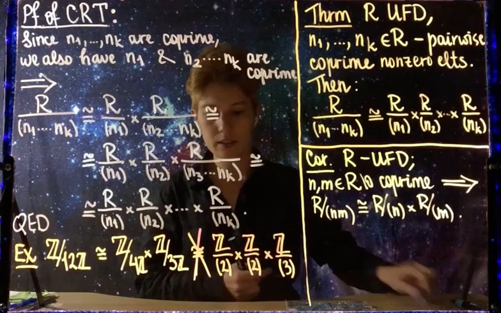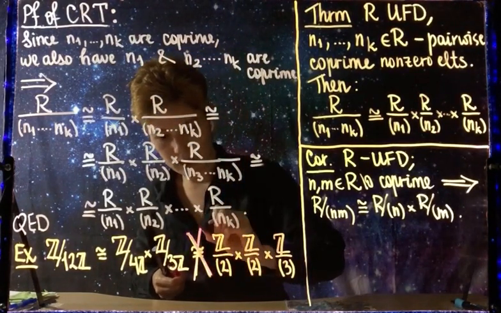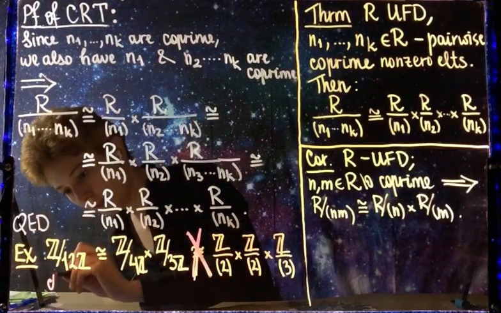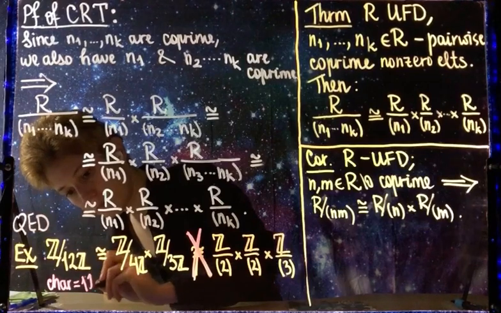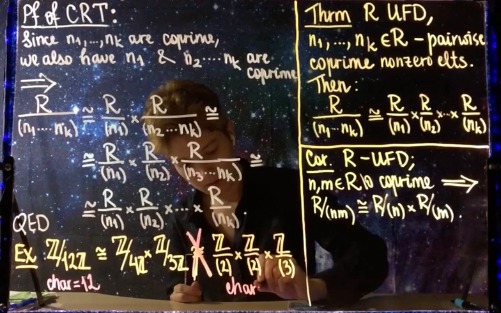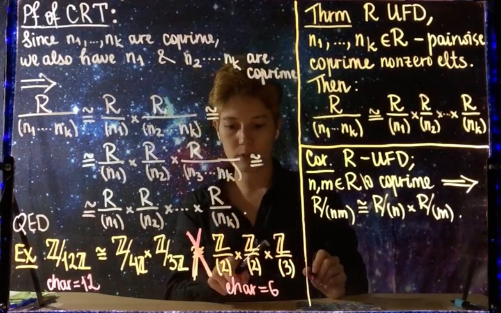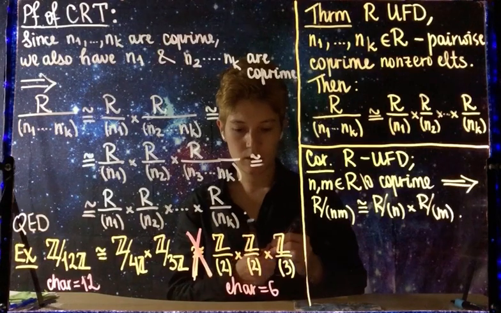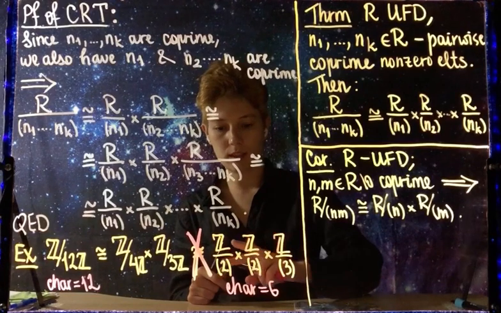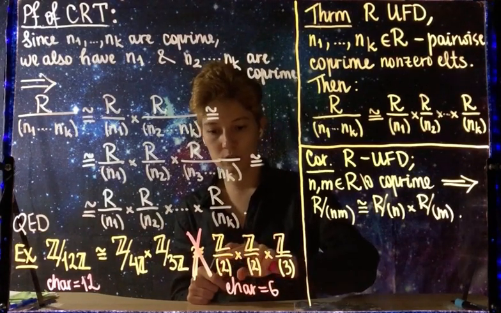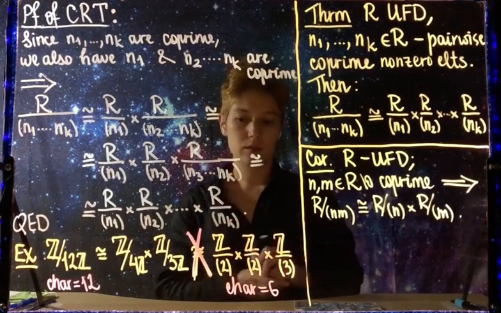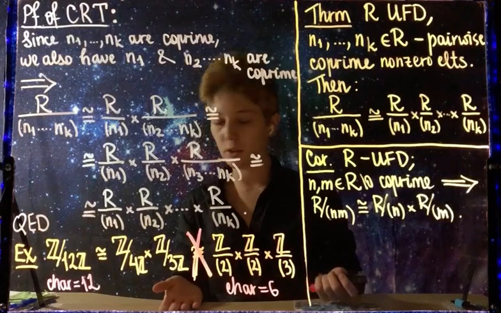And you can see easily that this can never be an isomorphism, because this ring has characteristic 12 and this ring has characteristic 6. Because if we take the element (1, 1, 1) and sum it up with itself 6 times, we get 6 mod 2 is 0, here it is also 0, and 6 mod 3 is 0. And two rings of different characteristic cannot be isomorphic.